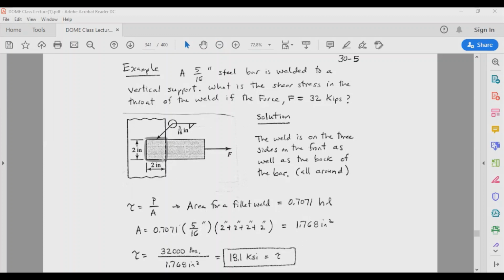Then the shear on this weld is simply going to be equal to this force, which is 32 kips, 30,000 pounds, divided by the area. Therefore, there you go. Then this is your shear on the weld. Okay, so again, this is your leg length.